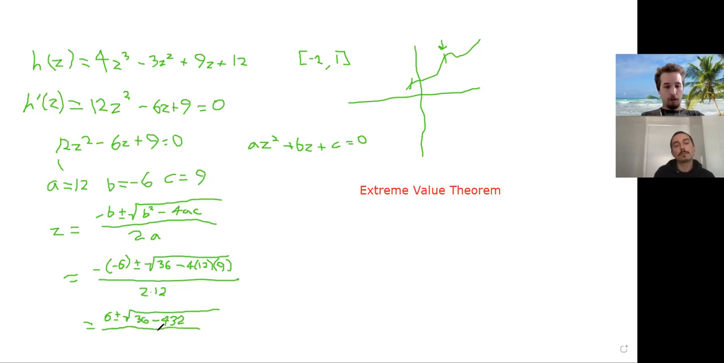All over 24. And we get 6 plus minus the square root of negative 396.